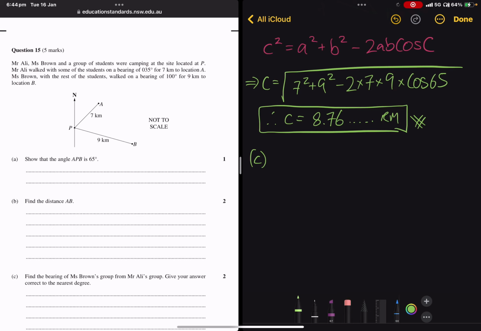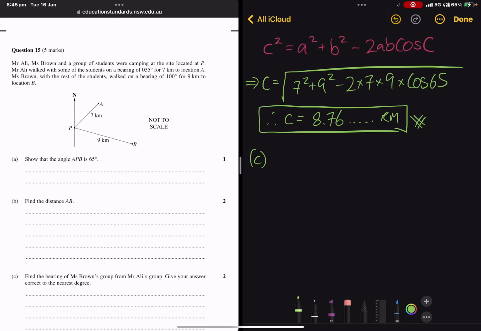It's an incredibly common student mistake to rush through them, go, oh yeah, whatever bearing, find whatever bearing they can, and it turns out to be the wrong bearing, and then they lose marks that they could have got. This is incredibly common. I see this every year. Students make this mistake routinely. So, find the bearing of Mrs. Brown's group from Mr. Ali's group. So of Mrs. Brown's group from Mr. Ali's group. This is a bearing centered at Mr. Ali's group.